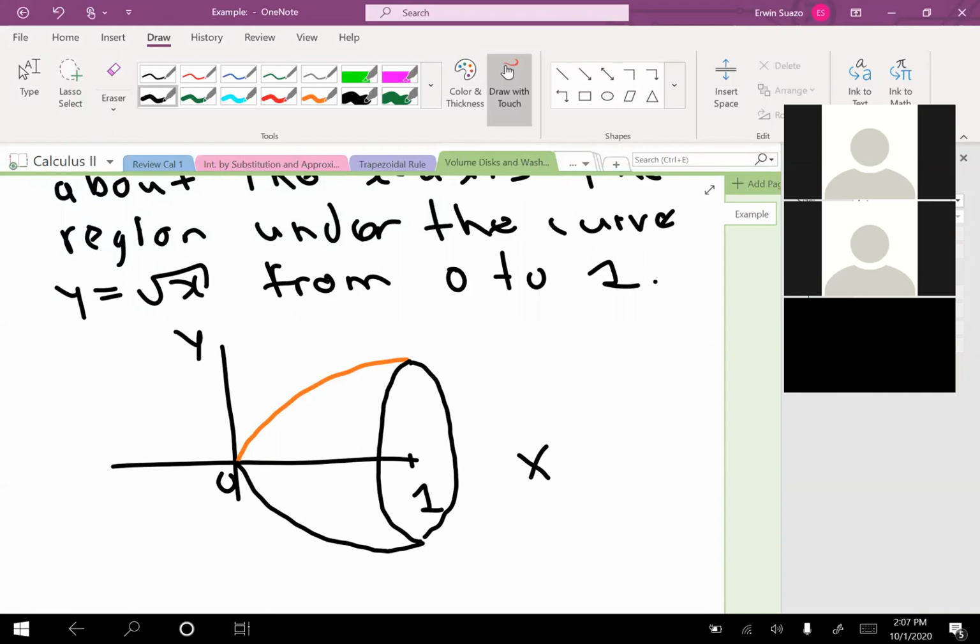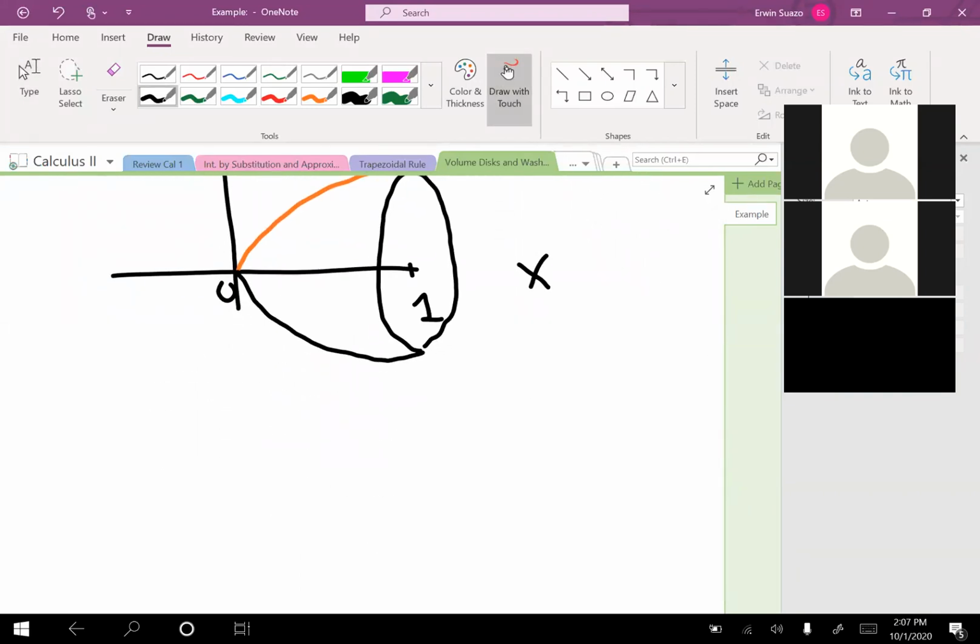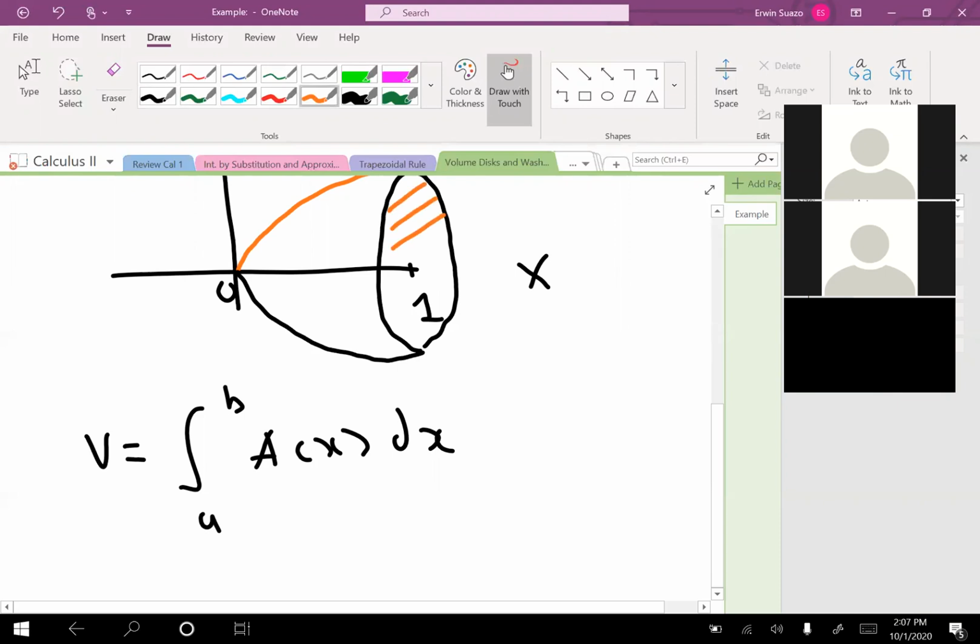So now, that's the volume we need to find. What is the formula we have? The formula we got is that the volume is the integral between a and b of A of x dx. So what is A of x? A of x is the area of one disk or one slice.